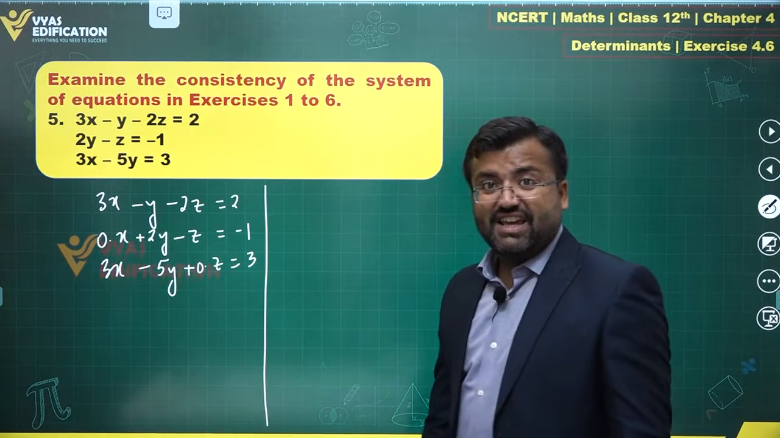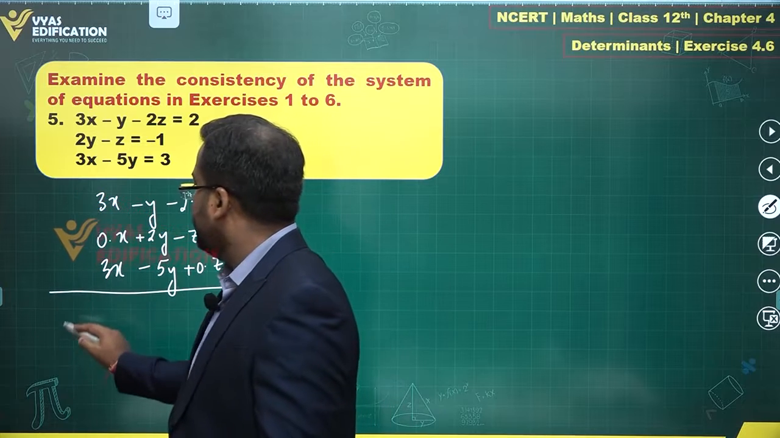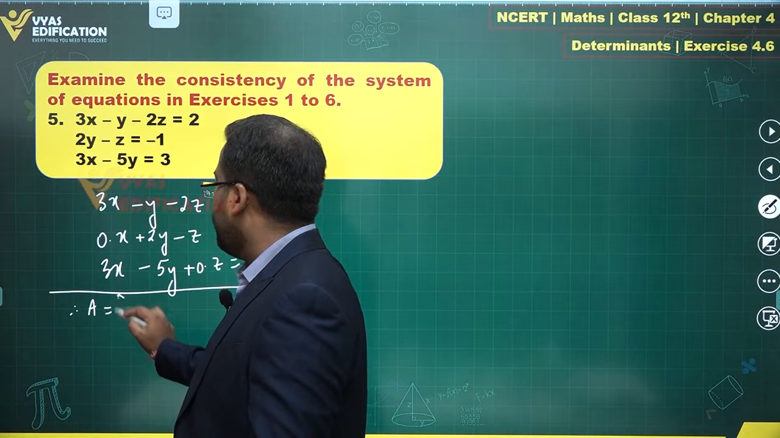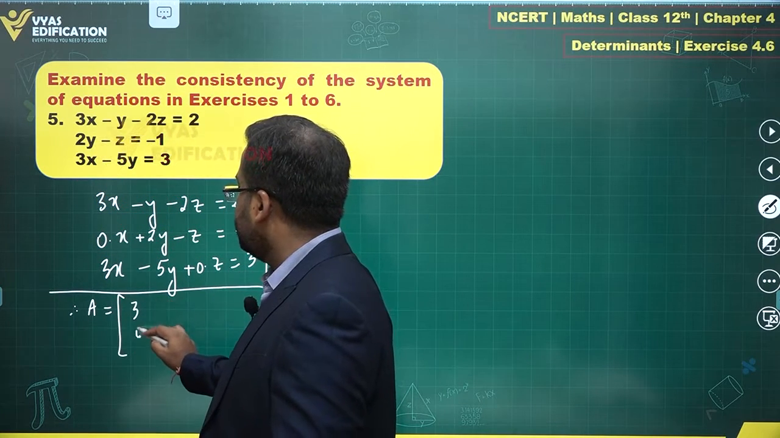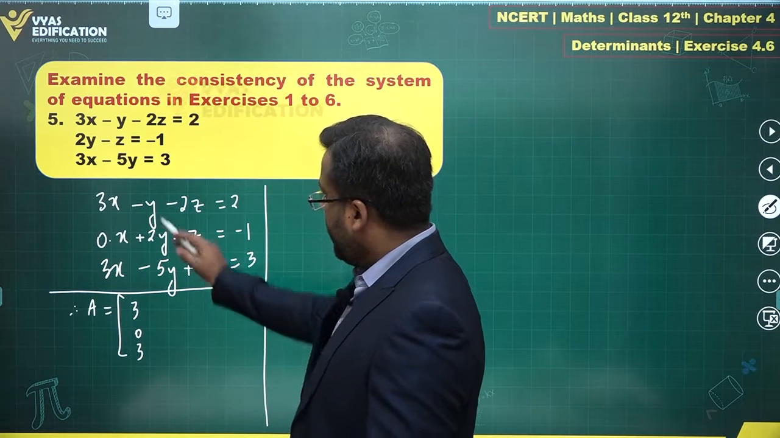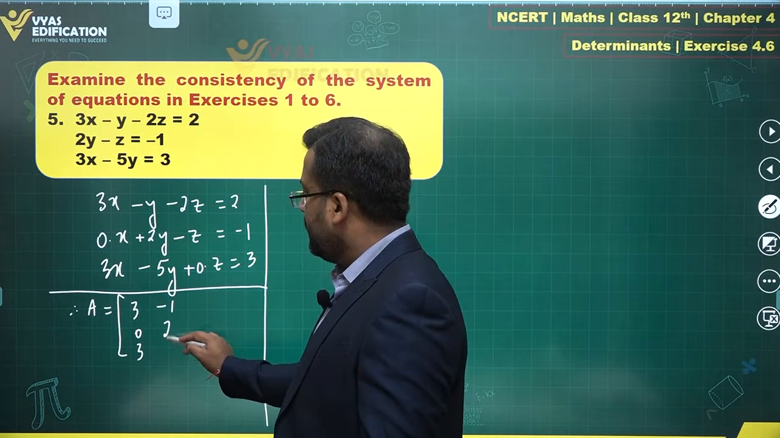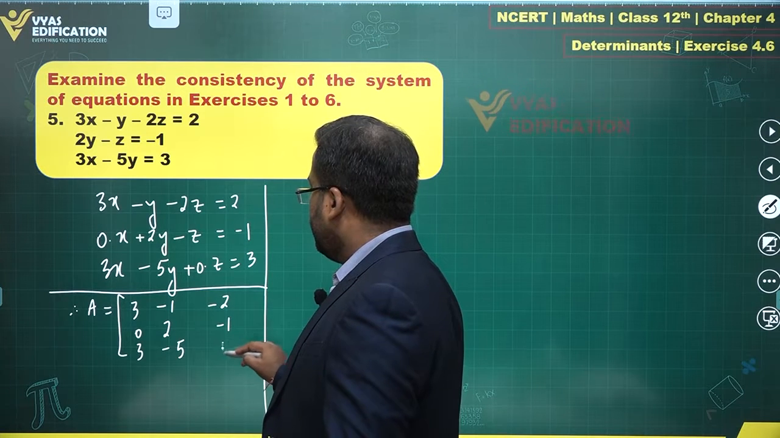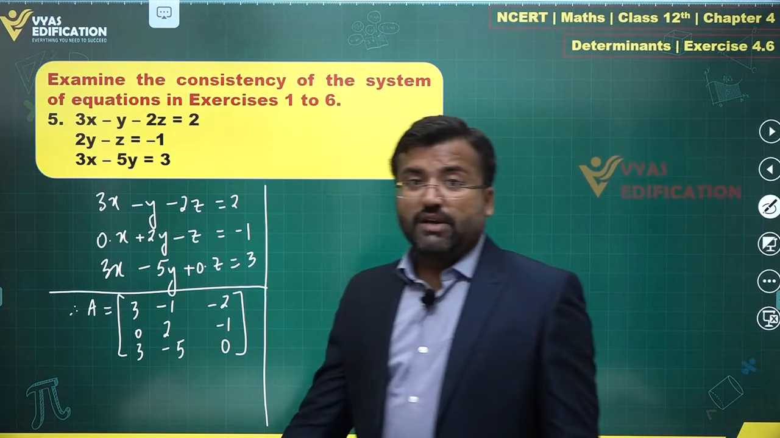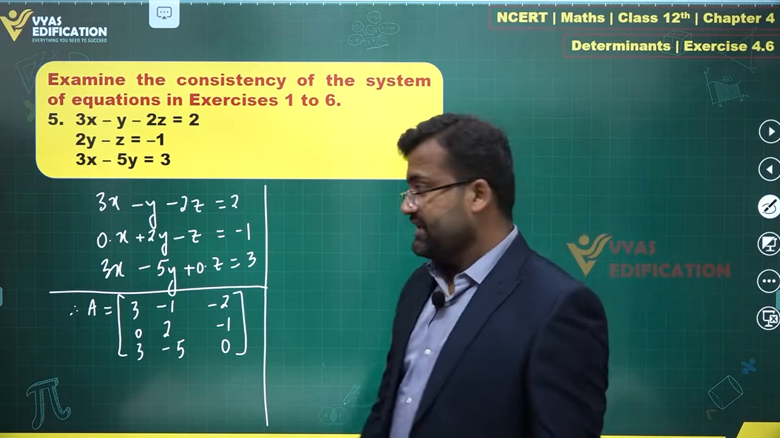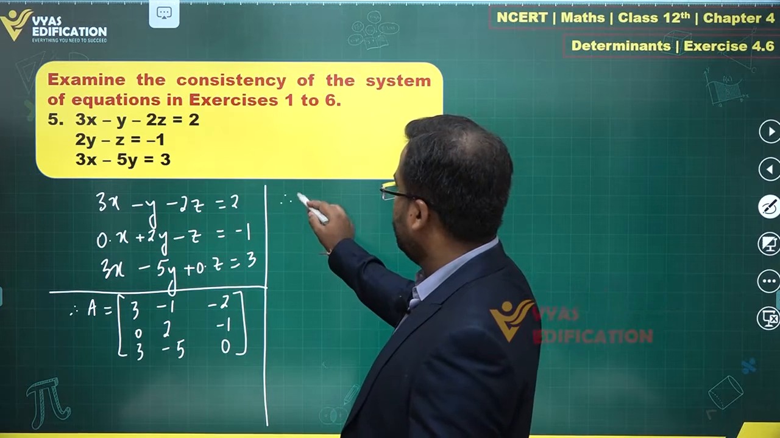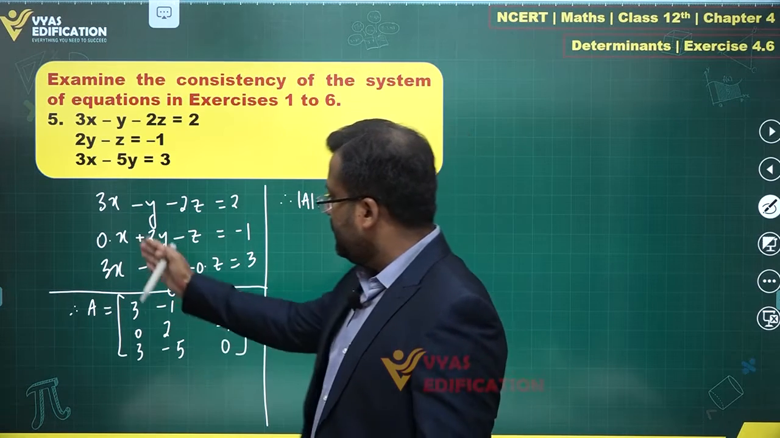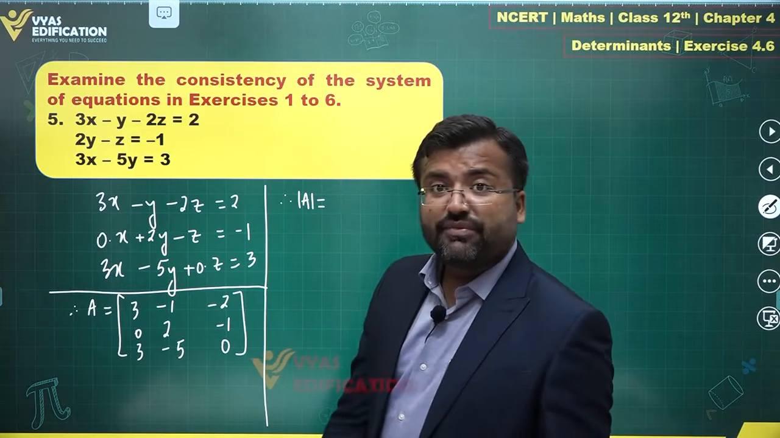Can we create the matrix A very easily now? Yes. Therefore, matrix A, which is the coefficient matrix, will be 3, 0, 3, minus 1, 2, minus 5, minus 2, minus 1, 0. And can you help me find the determinant of A very easily now? Yes. The determinant of A can be obtained by expanding along the first column, if you can see, right?